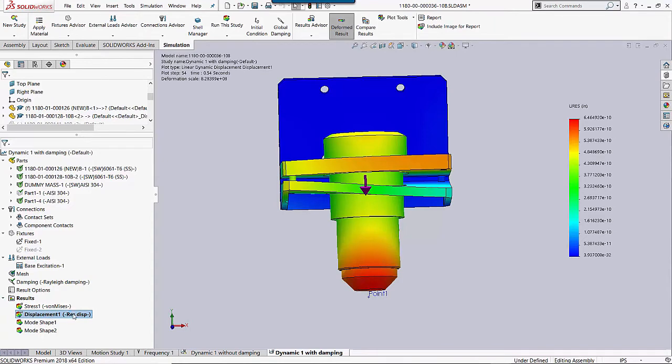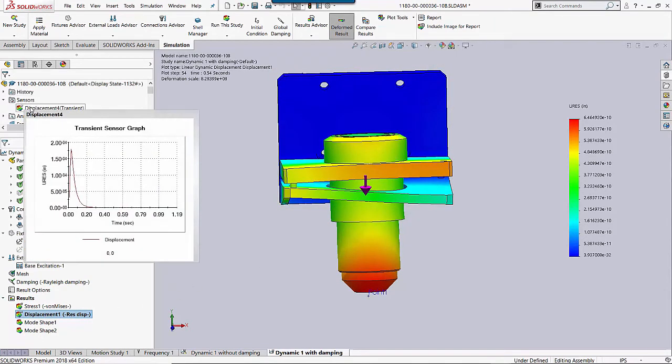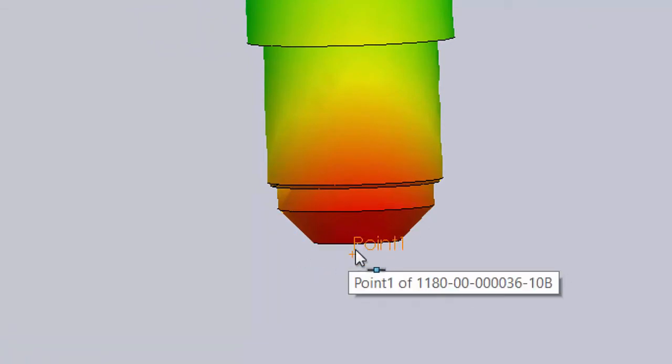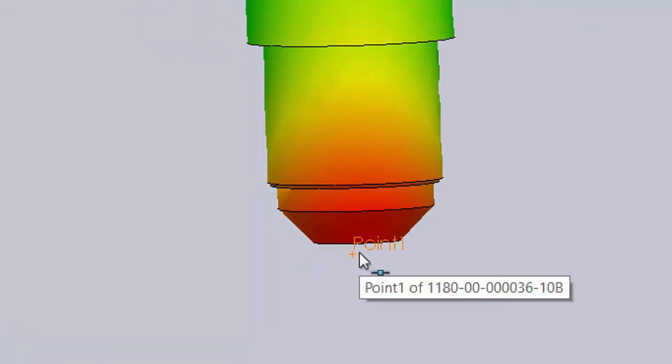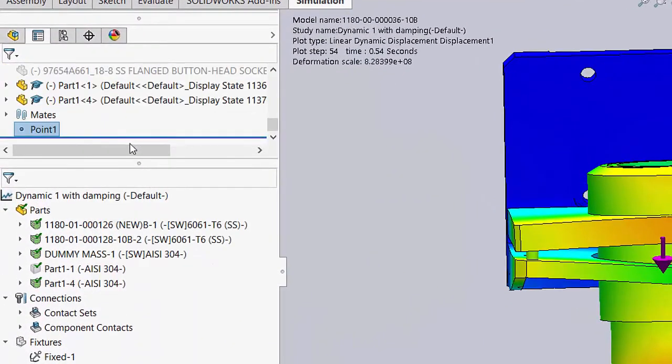So after this study has run, we can look at the results, and we care about the displacement. And you can see the displacement happening here. I also included a sensor at the very tip of this object. This is where the displacement is greatest, and we want to see when this very tip part of the object will stop moving. So let me show you how I set that sensor up.